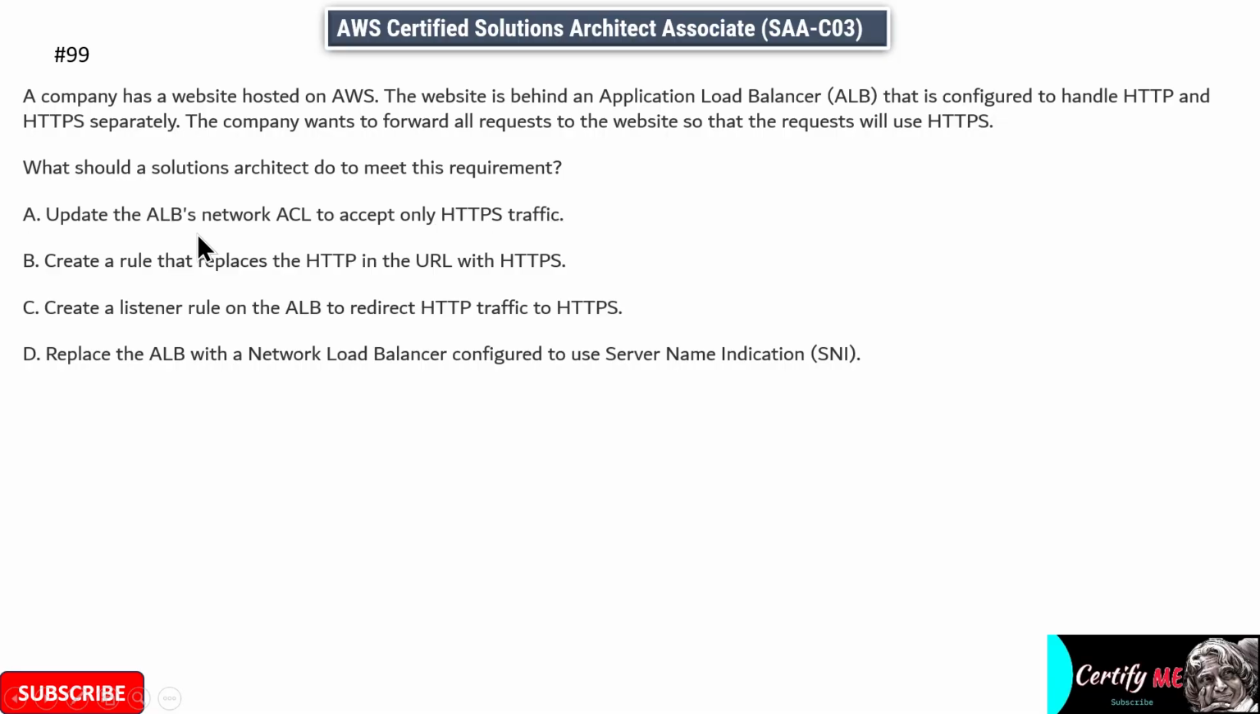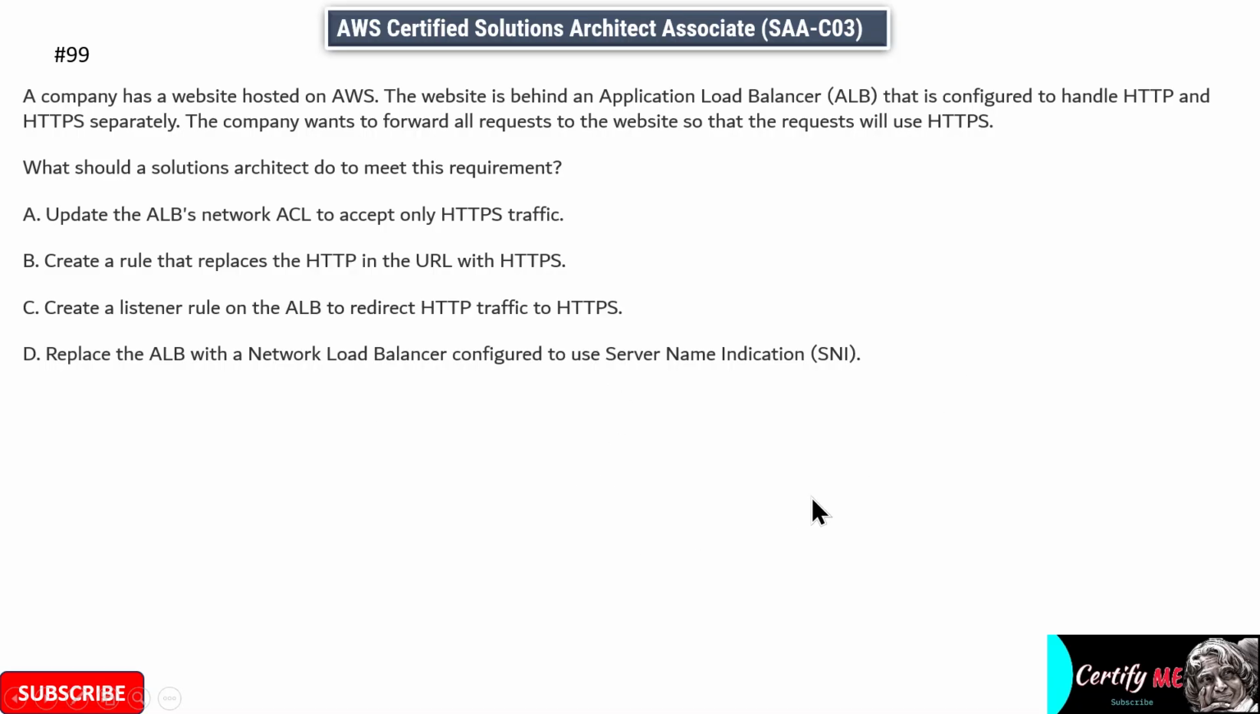Option A. Update the ALB's network ACL to accept only HTTPS traffic. Option B. Create a rule that replaces the HTTP in the URL with HTTPS. Option C. Create a listener rule on the ALB to redirect HTTP traffic to HTTPS. Option D. Replace the ALB with a Network Load Balancer configured to use Server Name Indication.